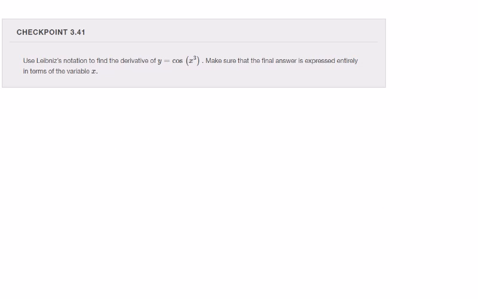All right, so last one, checkpoint 3.41. Use Leibniz notation to find the derivative of y equals cosine of x cubed. Make sure your final answer is expressed entirely in terms of the variable x, right? So in other words, don't forget to replace u with what it was originally, okay? All right, so let's see. First of all, we'll break this up into pieces, but I'm going to have you do the legwork here. So first of all, what is u? What is our u function here?